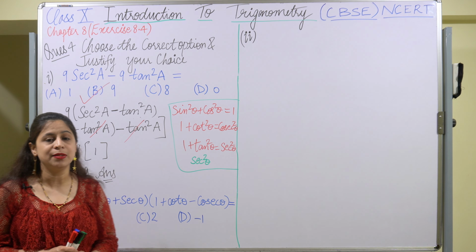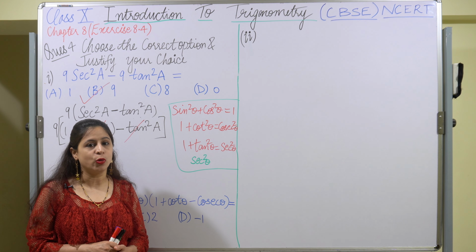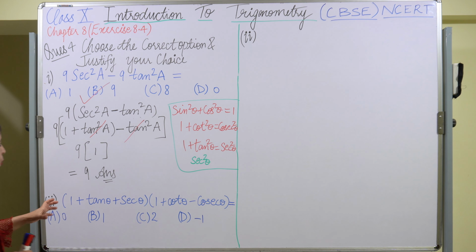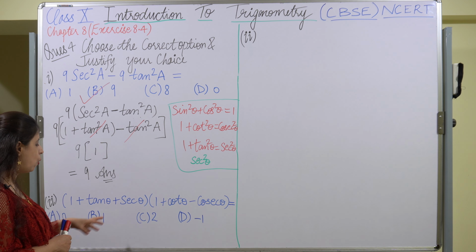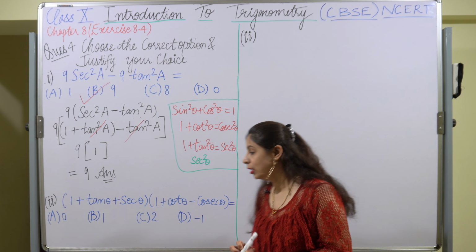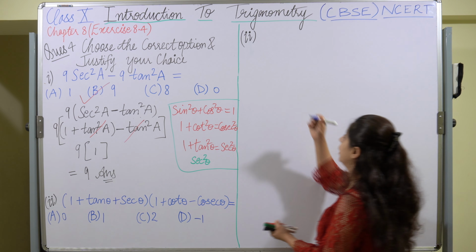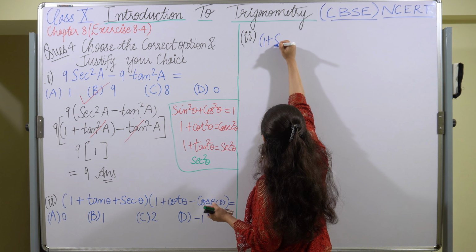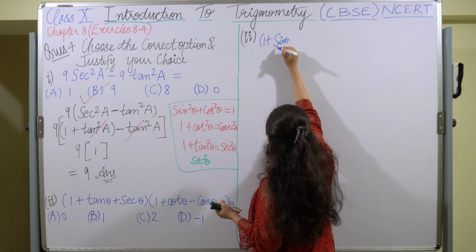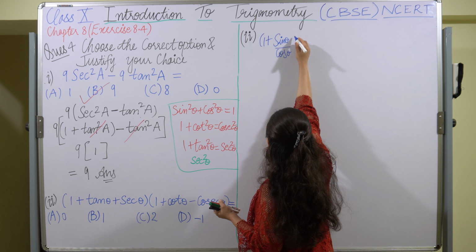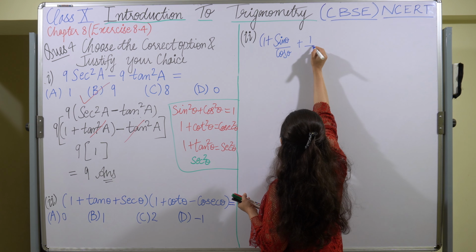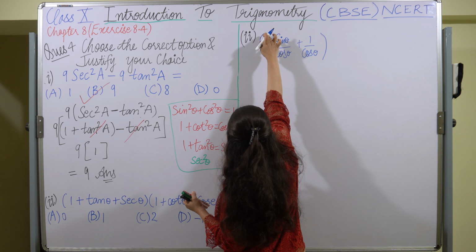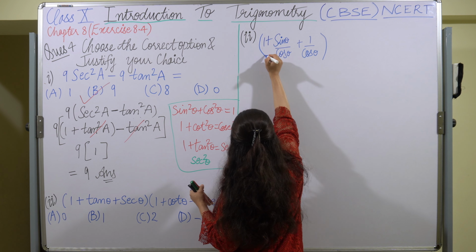And cot theta is the reciprocal of tan. So tan is sine upon cos, so cot will be cos upon sine. Let us replace all of them and see what we are getting over here. The expression will look like 1 plus sine theta upon cos theta plus 1 upon cos theta. This expression will look like this.